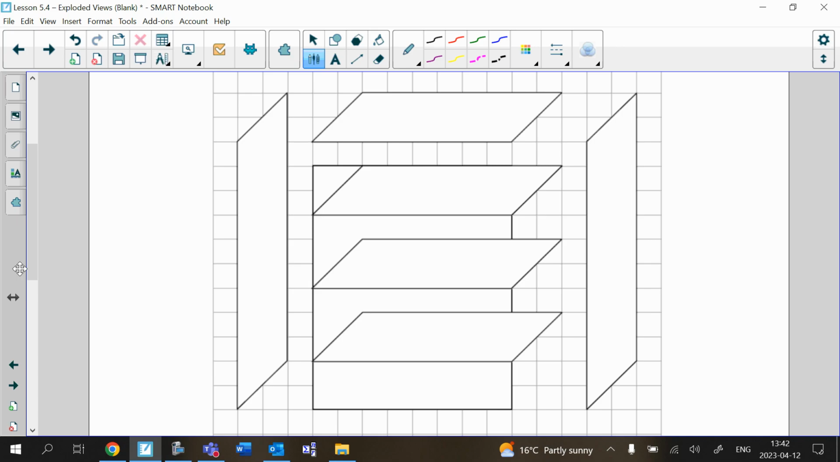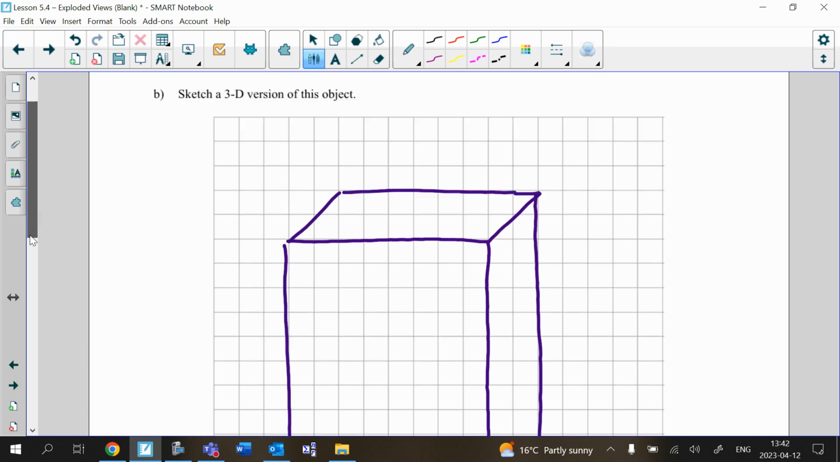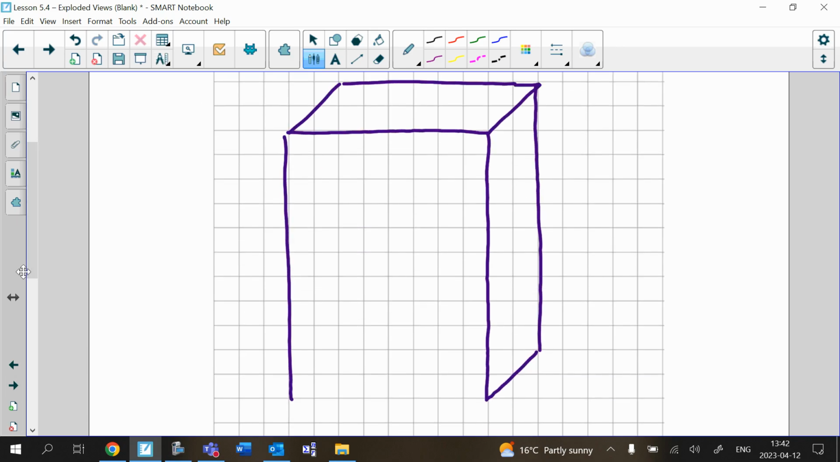a diagonal here. That's the shelf. I can't see some of the shelf. I can't see the shelf on the right-hand side because this right panel is covering it. So that would be the shelf. The next shelf is 3 down, so I do the exact same thing. The third shelf is 3 down, so I do the exact same thing.